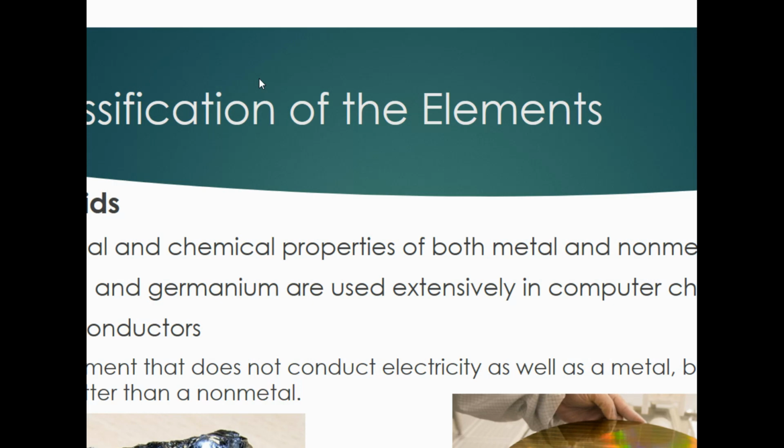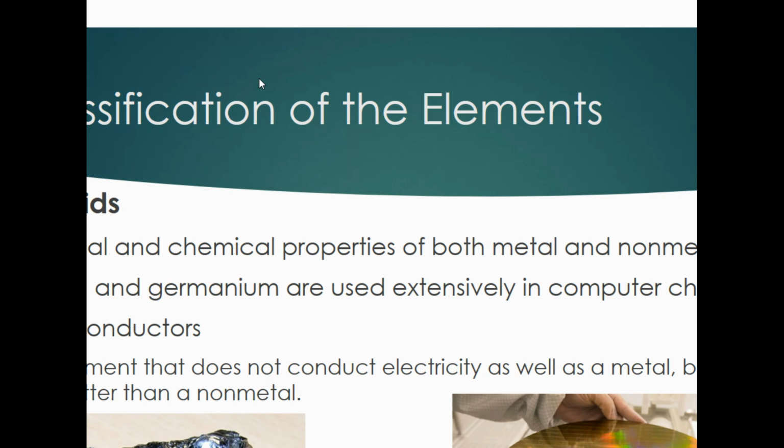So the last remaining group are metalloids, and sometimes they are called semi-metals. And so that basically is identifying that they are kind of a blend in characteristics. They are both metallic-like and non-metallic-like in properties. And so two elements from that group that you may have heard of are silicon and germanium.